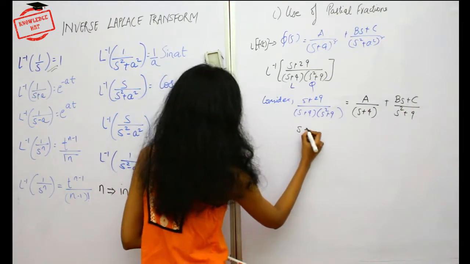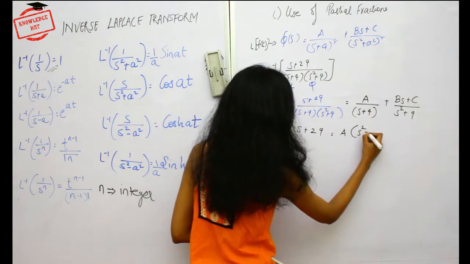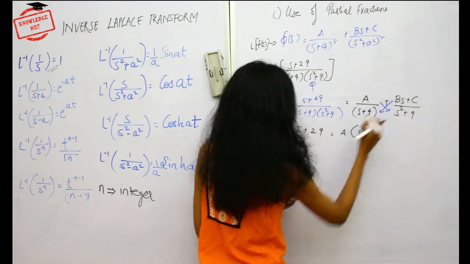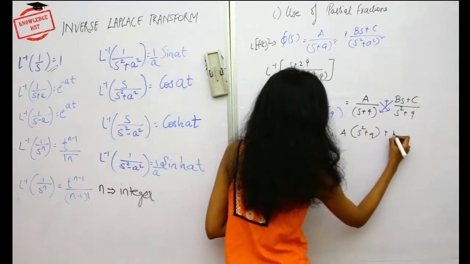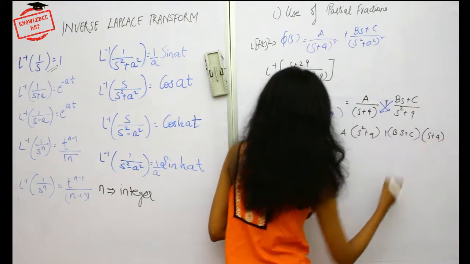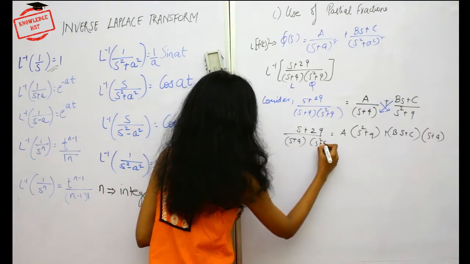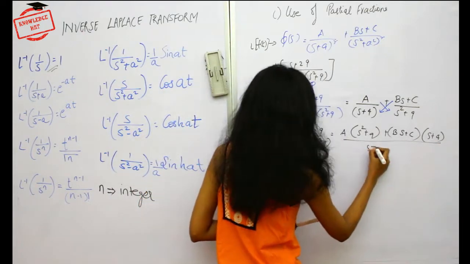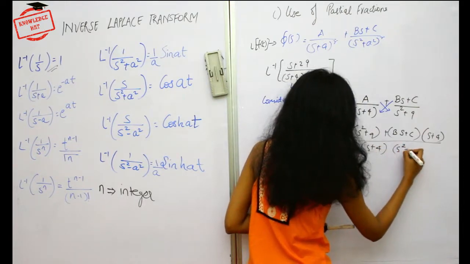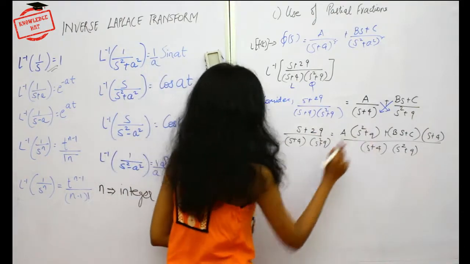So what will this be? s plus 29 will be equal to A into (s square plus 9), cross multiply, plus (bs plus c) into (s plus 4), upon (s plus 4) into (s square plus 9), right? So the denominator is the same. I can equate the numerators.